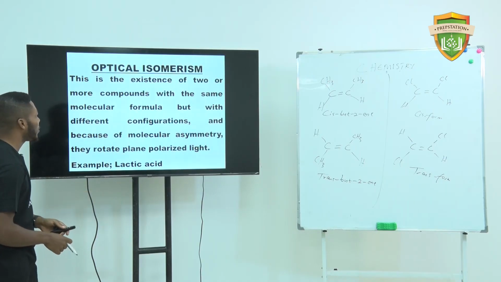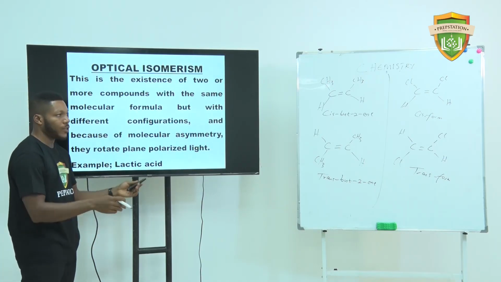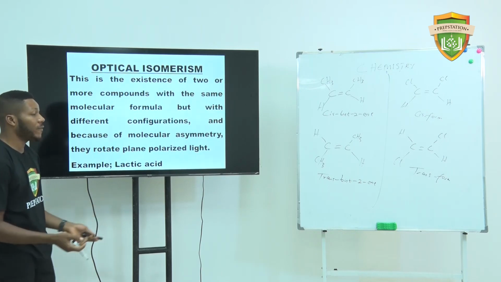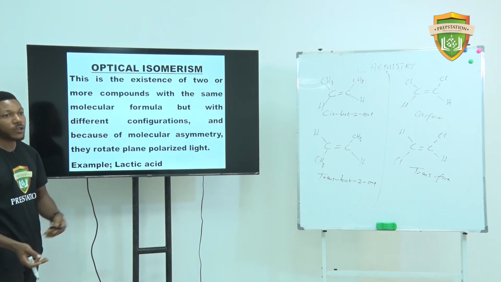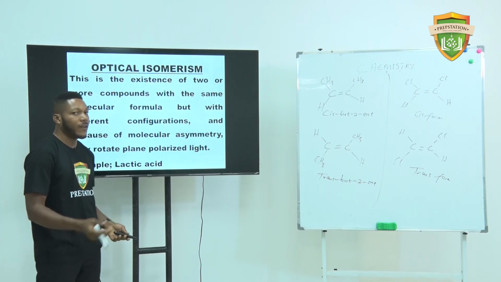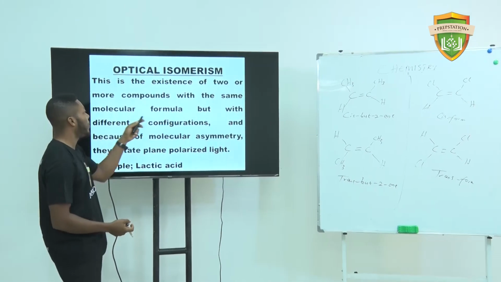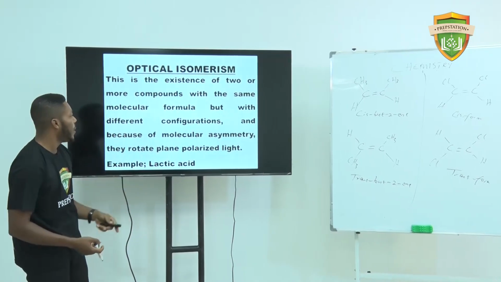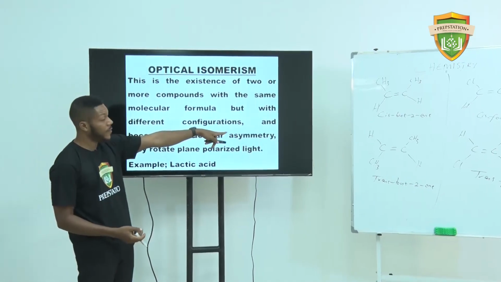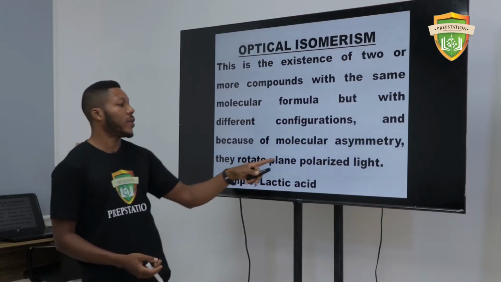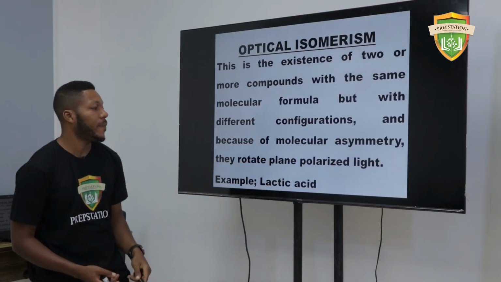All right, the last one is called optical isomerism. Just like you are standing in front of a mirror, when your left becomes your right, and your right becomes your left. Bring that idea to chemistry. This is the existence of two or more compounds with the same molecular formula, but with different configurations. And because of molecular asymmetry, they rotate plane polarized light.